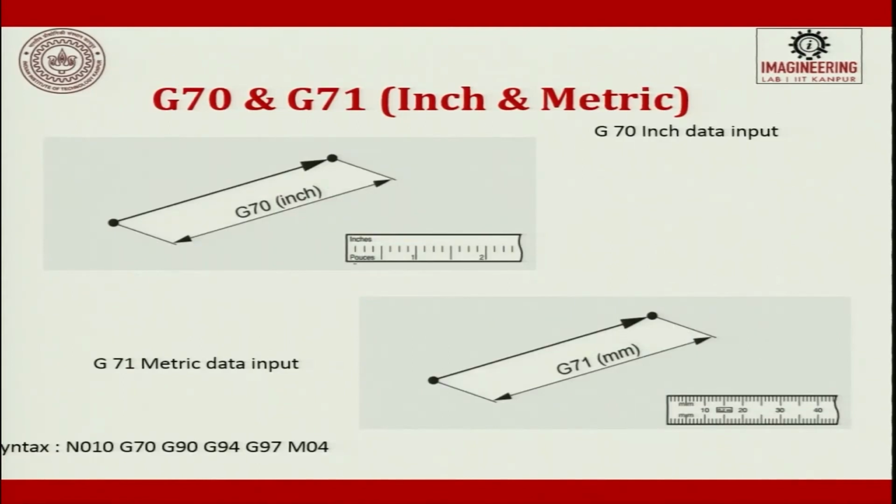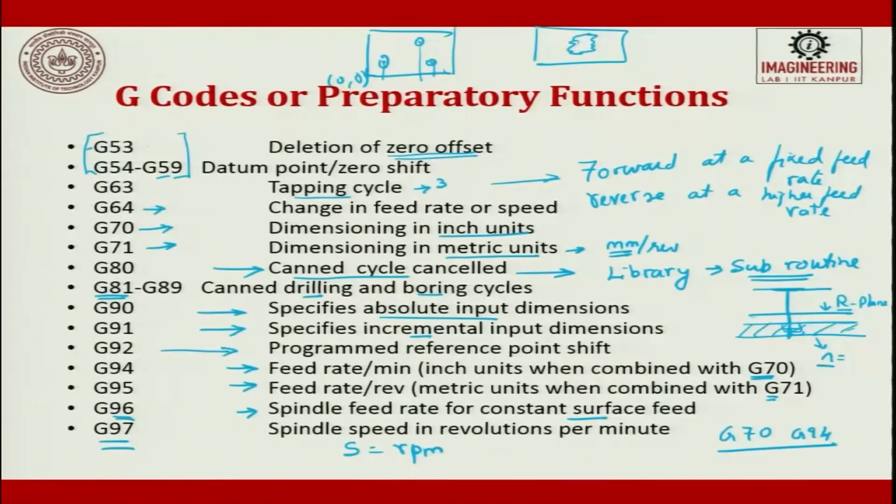G70 and G71: G70 is in inches, and G71 is in metric. So, this is how a syntax is. You can write it as N10 G70, which is in inches. Then you call G90, which is in absolute scale. Then G94, G97 and M04. Let us see what is G94. It is feed rate in inches per minute, and then G97 is spindle speed in revolutions per minute.